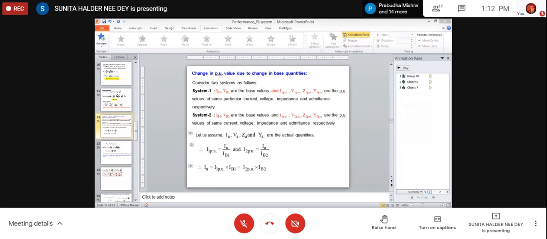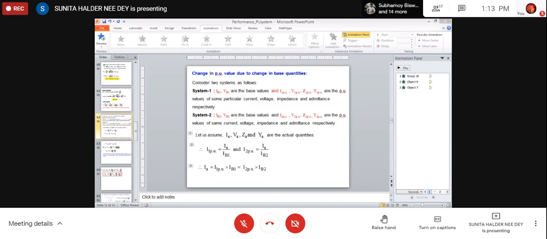Let us have a system. Let us assume that there is a system for which we know the per unit values for these base values. For system 1, IB1 and VB1 are the base quantities for which we know the per unit quantities. IB1 may be derived from the base MVA or base VA. So instead of IB1 and VB1, SB1 and VB1 may also be known. Any one of IB1 and SB1 is sufficient to calculate the per unit quantities.